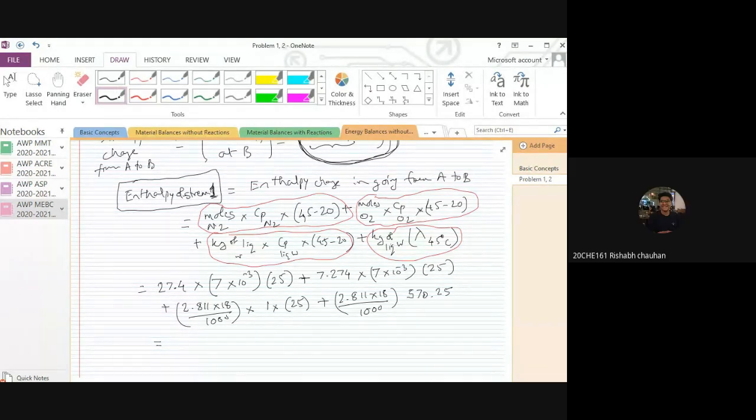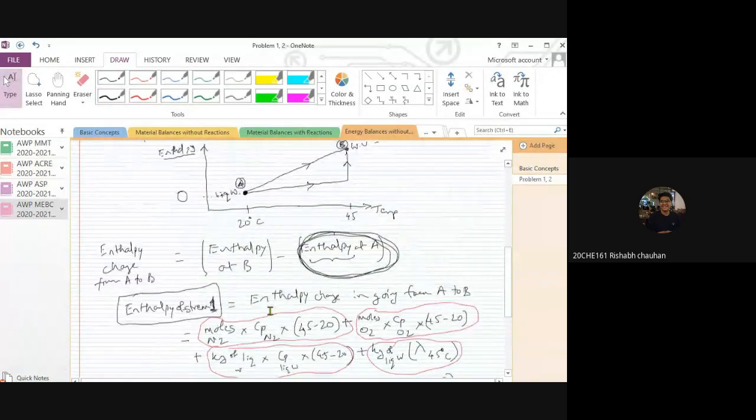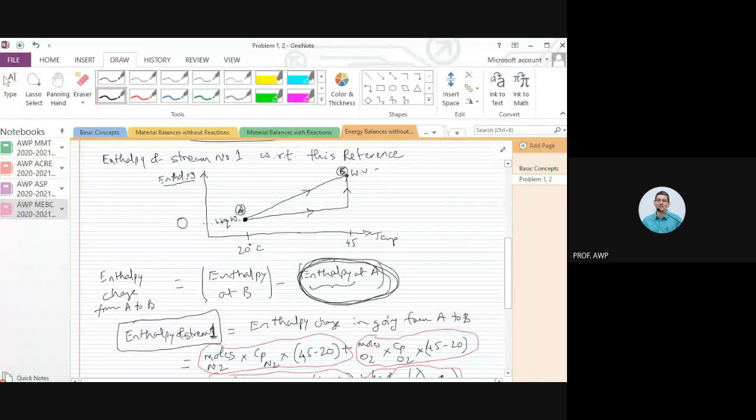Sir, why are we taking latent heat at 45 degrees Celsius? We are going by this path from A to B. We are going by this path, path 1 and path 2. We could have gone by this path also. We could have vaporized everything at 20 and heated up water vapor from 20 to 25. Or we could have gone from 20 to 100, vaporized and cooled from 100 to 45. It is up to us, Rishabh. Yes, sir.